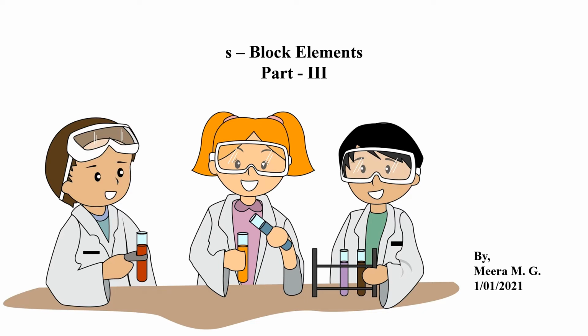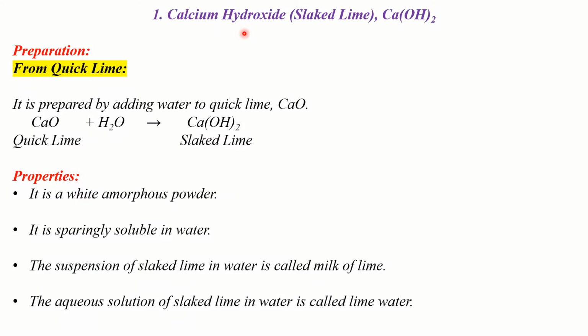In this video, I'll be dealing with a few important compounds of calcium. Let us look at calcium hydroxide, which is one of the most important compounds formed by calcium. It is commercially called slaked lime, the formula of which is Ca(OH)2. Now let's see how it's prepared. It is prepared by adding water to quick lime, that is calcium oxide, CaO. When you add water to calcium oxide, you get slaked lime, Ca(OH)2. Now we move on to the properties of calcium hydroxide, slaked lime.